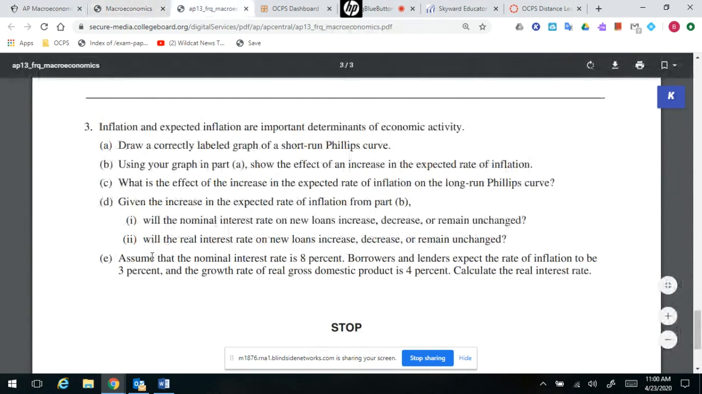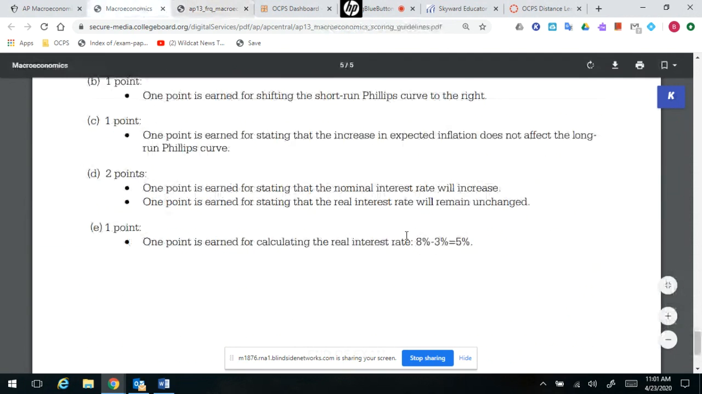Let's see here. Assume that the nominal interest rate equals 8. Borrowers and lenders expect the rate of inflation to be 3, and the growth rate of real GDP is 4%. Oh, they're throwing in this extra information just to distract you. That's distractor information. So we already know the formula here. Nominal, which is 8, equals real plus inflation. So to find the real, you can just take your nominal, which was the 8, minus the inflation of 3 to get your 5 of real.